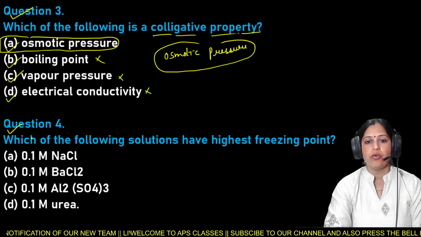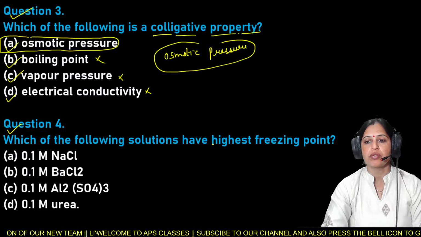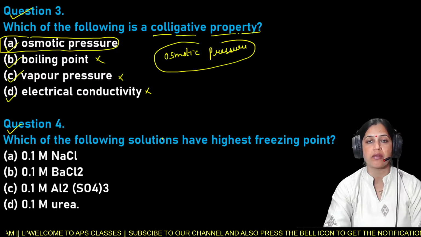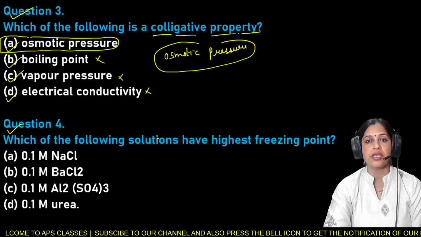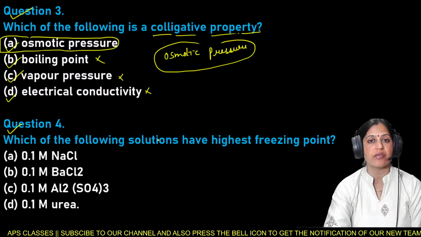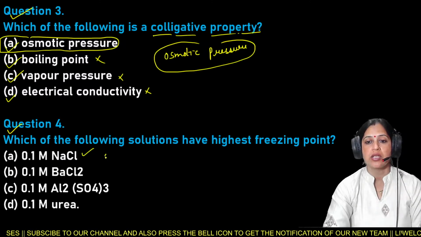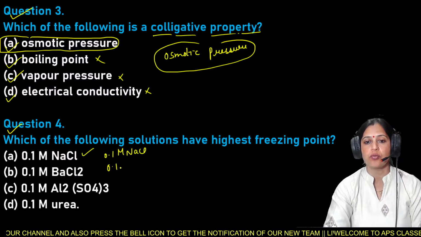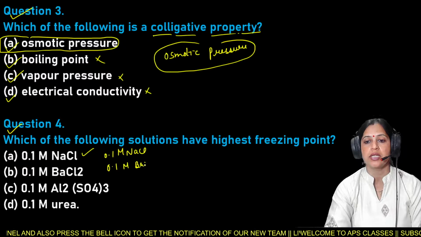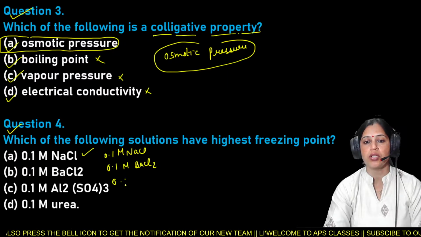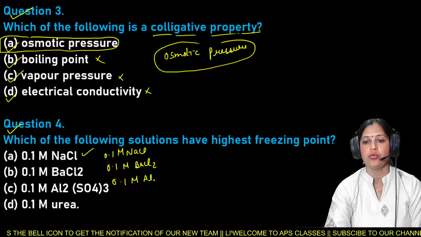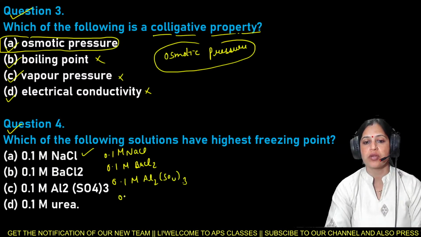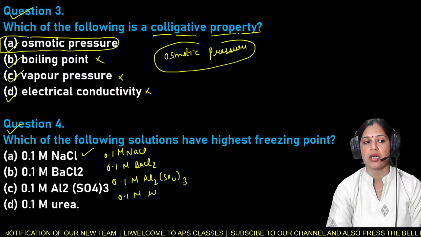Next is your question number 4. Which of the following solutions has the highest freezing point? There are 4 options, and you have to choose the right one. Options are 0.1 mole sodium chloride, 0.1 mole barium chloride, 0.1 mole Al2(SO4)3, that is aluminum sulfate, and the last one is 0.1 mole urea.